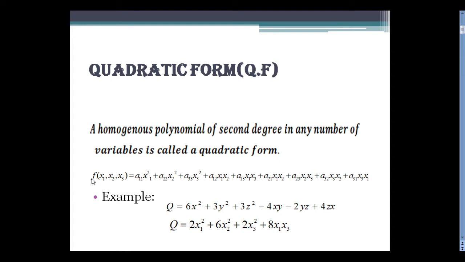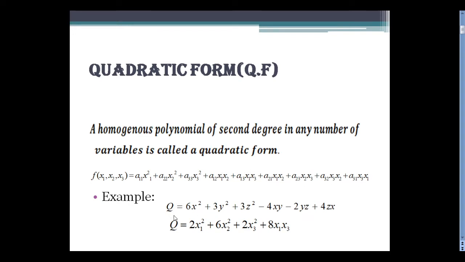So here the equation is of the form f of x1, x2, x3 equal to a11 x1 square plus a22 x2 square plus a33 x3 square plus a12 x1 x2, a13 x1 x3, a21 x1 x2, a23 x2 x3, a32 x3 x2 and a31 x3 x1. Here a11, a22, a33 are the coefficients of the diagonal elements. The remaining elements are the coefficients of x1 x2, x1 x3 and so on.